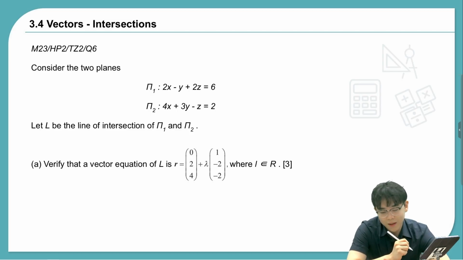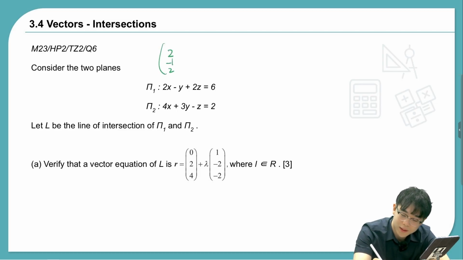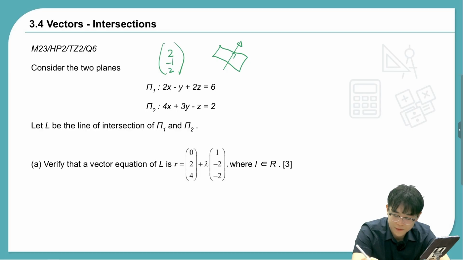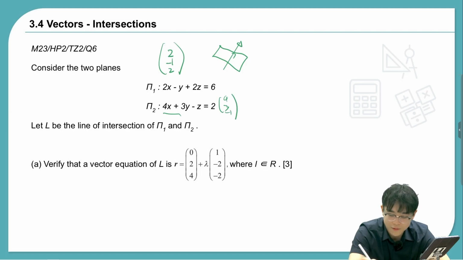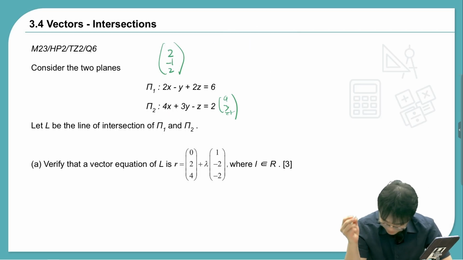Okay. So we have two planes. Pi 1 is 2x minus y plus 2z is 6, and pi 2 is 4x plus 3y minus z is 2. So we know that (2, minus 1, 2) is a normal vector. So pi 1 is going to have a vector going in a certain direction like this, right? (2, minus 1, 2). That is going to be perpendicular to the entire plane, right? And then we have normal vector (4, 3, minus 1). So we're going to have another plane whose normal vector is heading in this direction, right? So the details aren't really important right now. It's more about the concept you get, right?